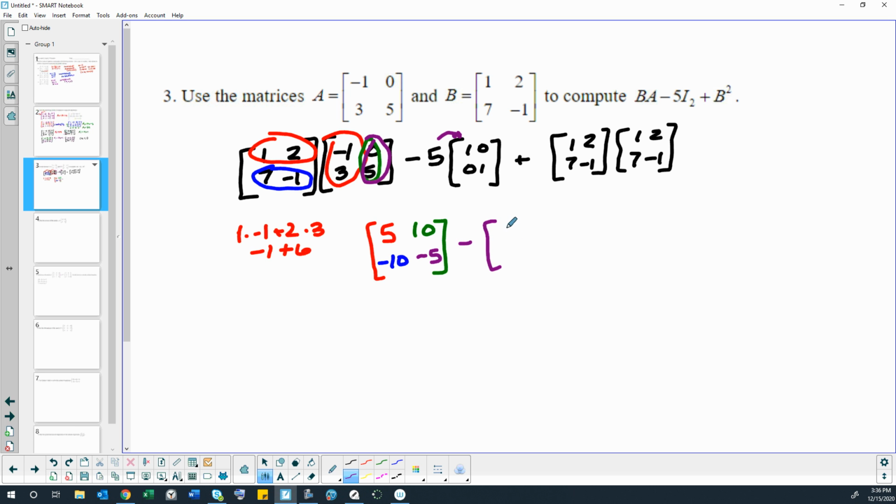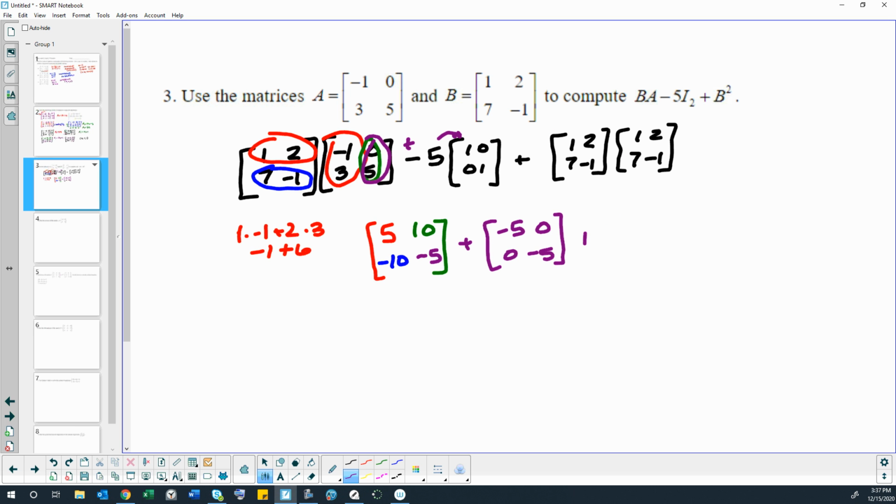Alright, then for this one we just distribute it through everything. So we're going to have negative 5, 0, 0, negative 5. And since I took the negative through, I'm just going to make that a plus, because it's kind of like I was considering that this was adding and that was a scalar of a negative 5. I don't know if that makes sense.